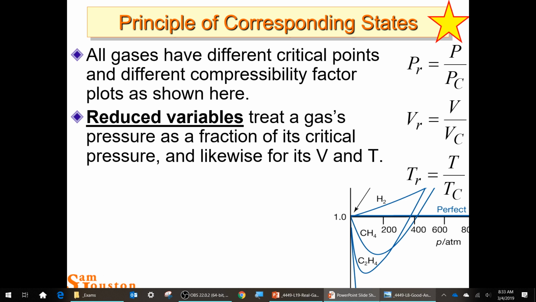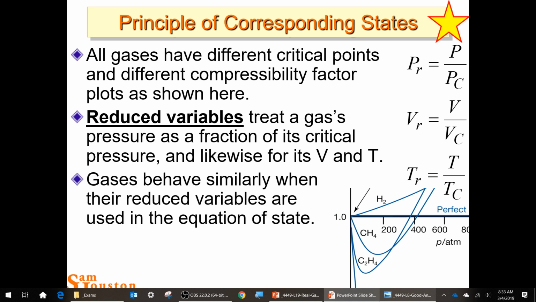So this is a reduced pressure, a reduced volume, and a reduced temperature. The values are reduced by their critical constants. Now this is the principle of corresponding states right here. Gases behave similarly when their reduced variables are used in the equation of state. That's kind of a bold claim, and we'll see that it lines up in the next slide.